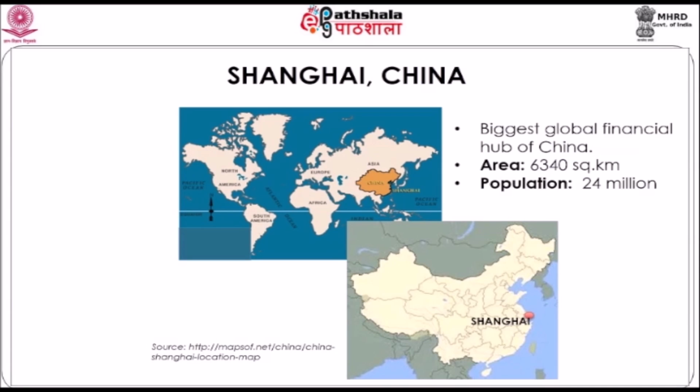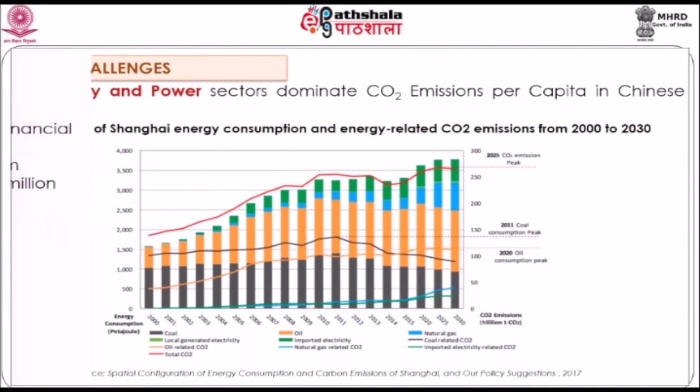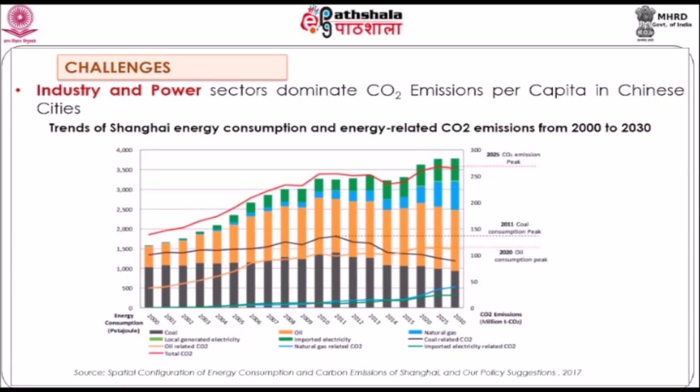Now, let us come to the examples of low carbon cities. Shanghai is the biggest global financial hub of China, with a population of 24 million and an area of about 6,340 square kilometers. The challenge of Shanghai was that industry and power sectors dominate the carbon dioxide emissions per capita, as you can see in this graph.